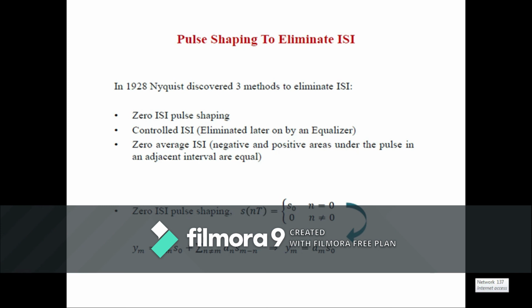Then in the case of zero ISI pulse shaping, we take the pulse s of nT, which is equal to s_0 when n equals 0, or 0 when n is not equal to 0. It means we convert that equation in such a way that y of m is equal to a_m s_0, so this parameter we have completely removed. We removed this parameter completely to remove the inter symbol interference.